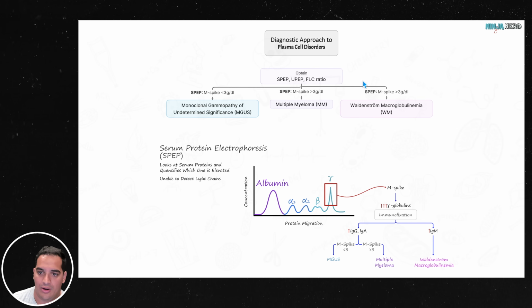Make sure you add that note. If it's IgM, Waldenström's. If IgG, IgA are elevated, it could be these two. Just depends upon the degree of the spike that differentiates them.